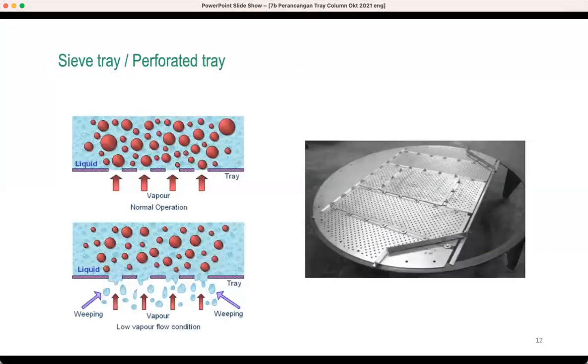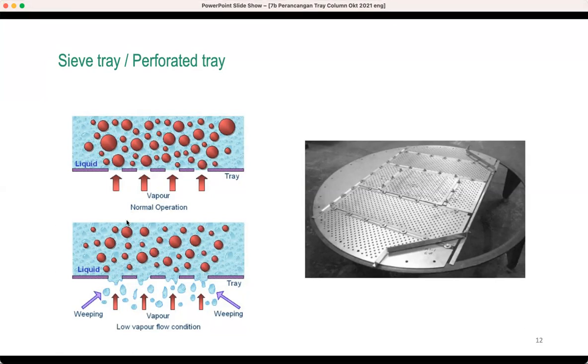The second one, so let's see, this is the sieve tray or perforated tray. It's quite simple. You have a perforated tray, which enables the vapor to pass through the perforations, and then it will contact with the liquid. In good conditions, all the vapor will intimately contact the liquid, and then you will have a new equilibrium position, which is ready to be separated.